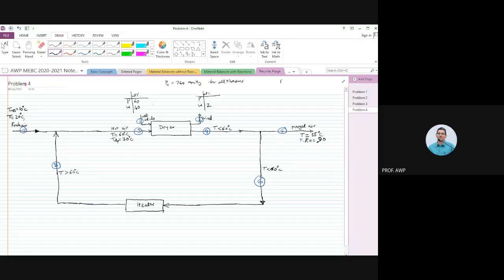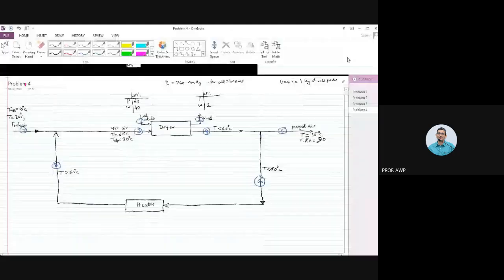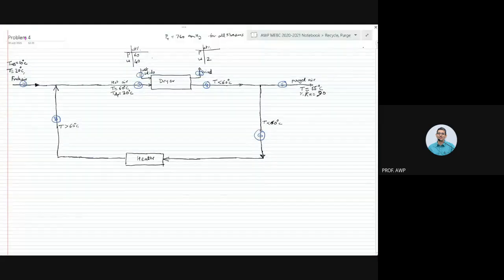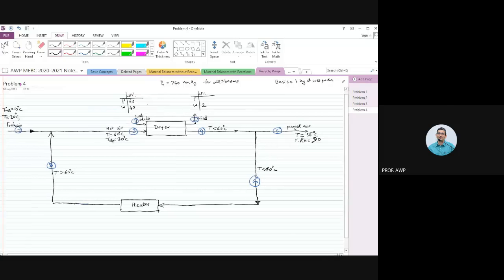So let's assume that the basis we want is 1 kg of the wet product. Right, so we are taking as basis 1 kg of wet product. So that will be 0.6 kgs and 0.4 kgs. Total is 1 kg. So that's our basis.